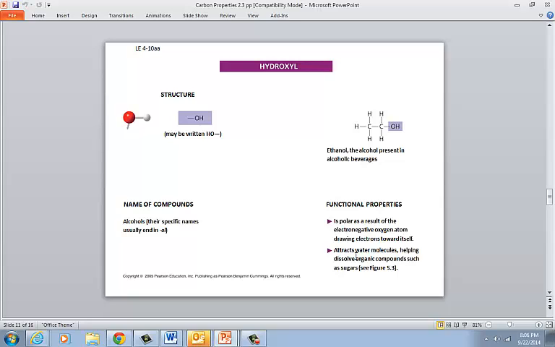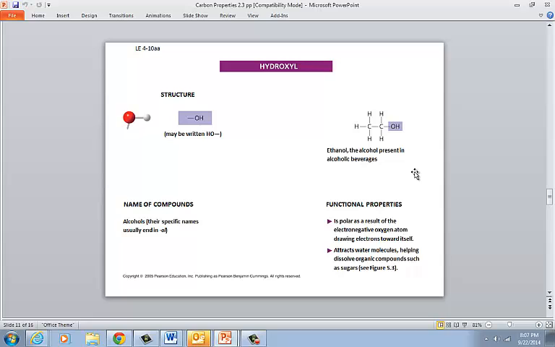All right, so let's look at these functional groups. You have to memorize these. You got to know them. The first one, hydroxyl. Not tough. Hydrogen, oxygen, thus the name hydroxyl. So this is a hydroxide ion here, and when it's attached like this, it's called a hydroxyl.